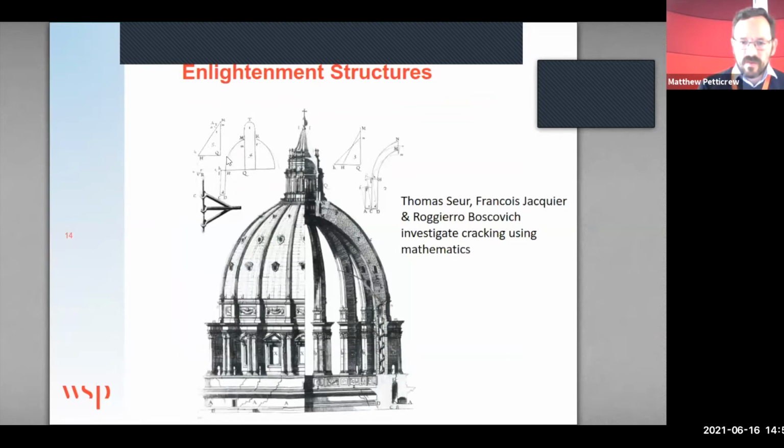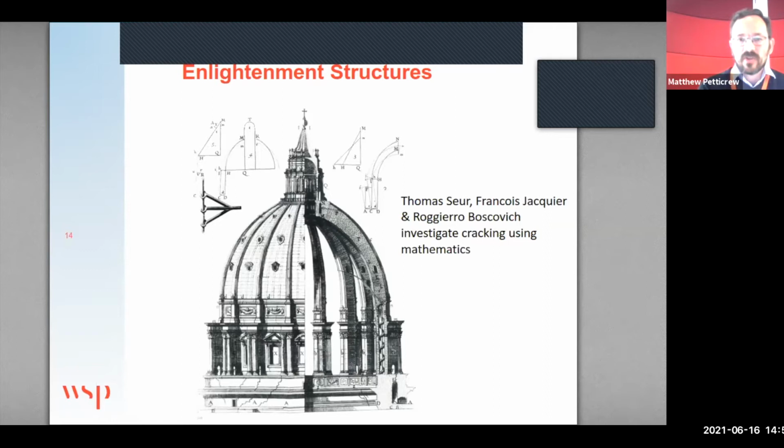Now, the Pope at the time, who I think was Benedict XIV, commissioned 3 mathematicians, Thomas Seur, François Jacquier, and Ruđer Bošković, to investigate the cracks using mathematical tools. And when they published their findings in 1743, that was in fact a seminal moment for structural engineering, because I believe it's the first time we know of where mathematics was used to try and solve a structural problem.